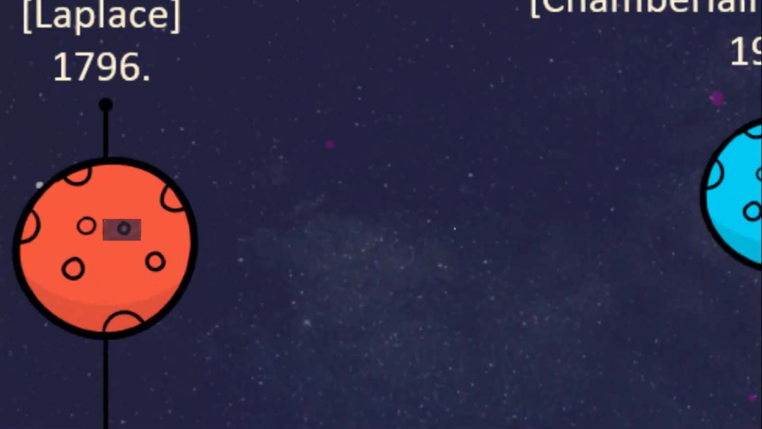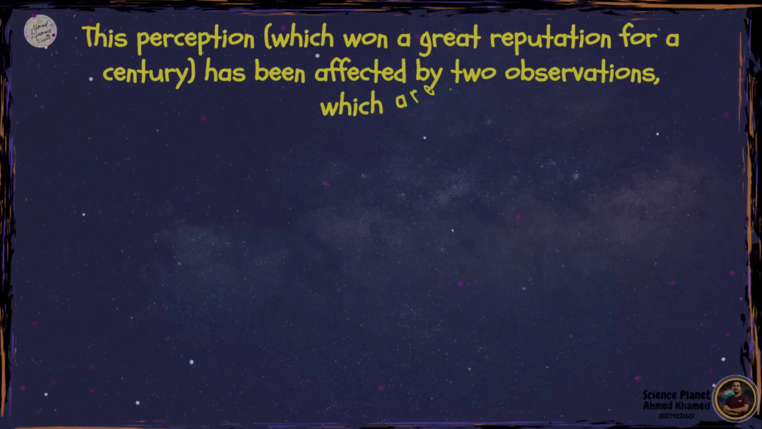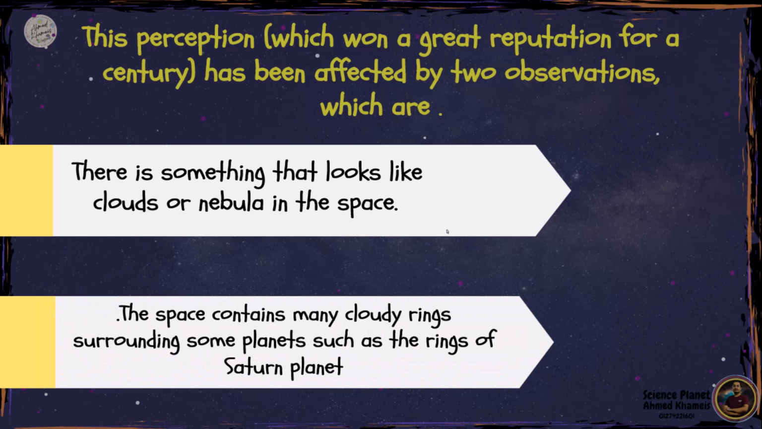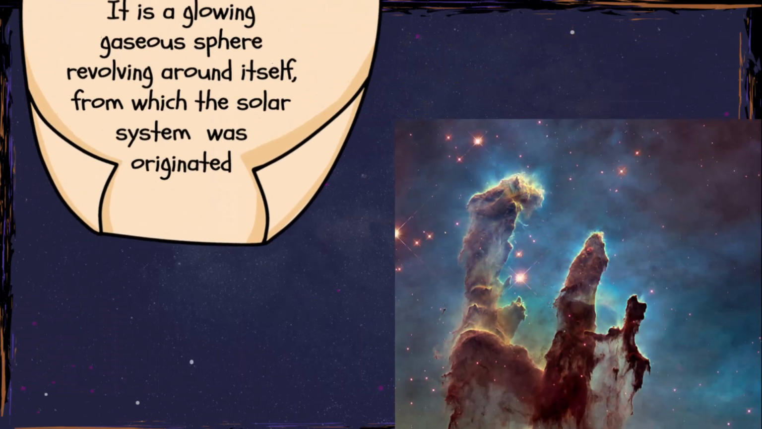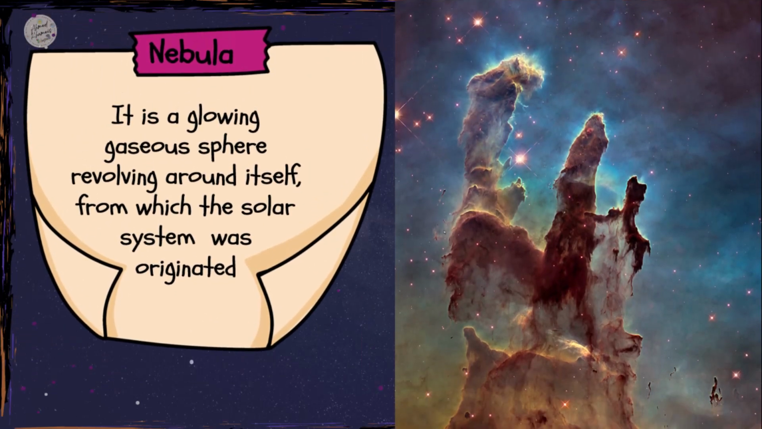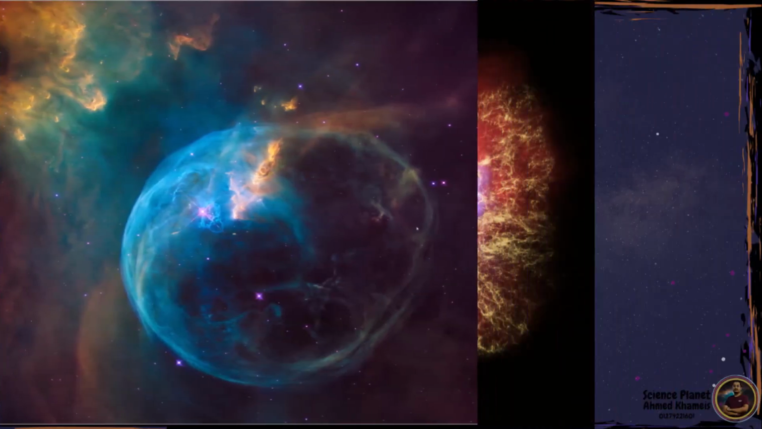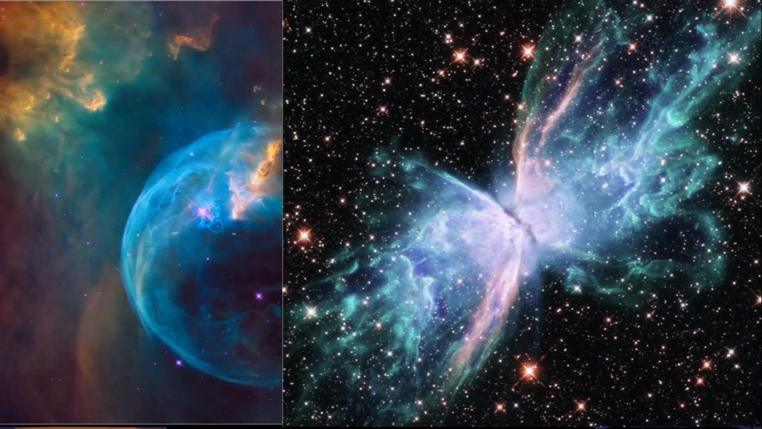So, the nebular theory. Laplace based his theory on two observations: there is something that looks like a cloud or nebula in space, and space contains many cloud rings surrounding some planets, such as the rings of Saturn. So the nebula is a glowing gaseous sphere revolving around itself, from which the solar system originated, and the nebula represents the nursery of forming new stars. There are many nebulae, such as the Crab Nebula, the Puppet Nebula, and the Butterfly Nebula.